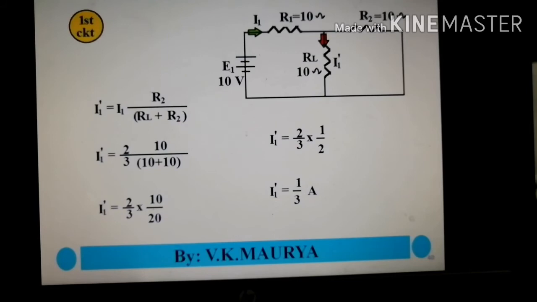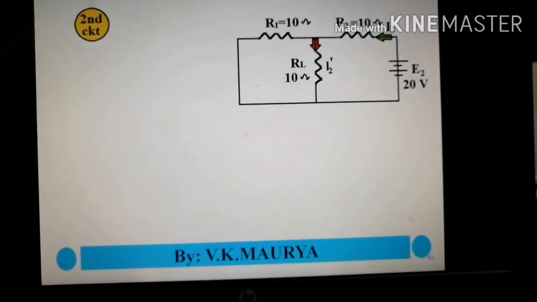Now see the second sub-circuit. Here source is E2 and E1 is short circuited. For the value of I2, I2 is nothing but E2 divided by equivalent resistance. How can we calculate the equivalent resistance? See it very carefully. R1 and RL are connected in parallel, and this combination is in series with R2. So it is E2 divided by R2 plus parallel combination of R1 and RL.